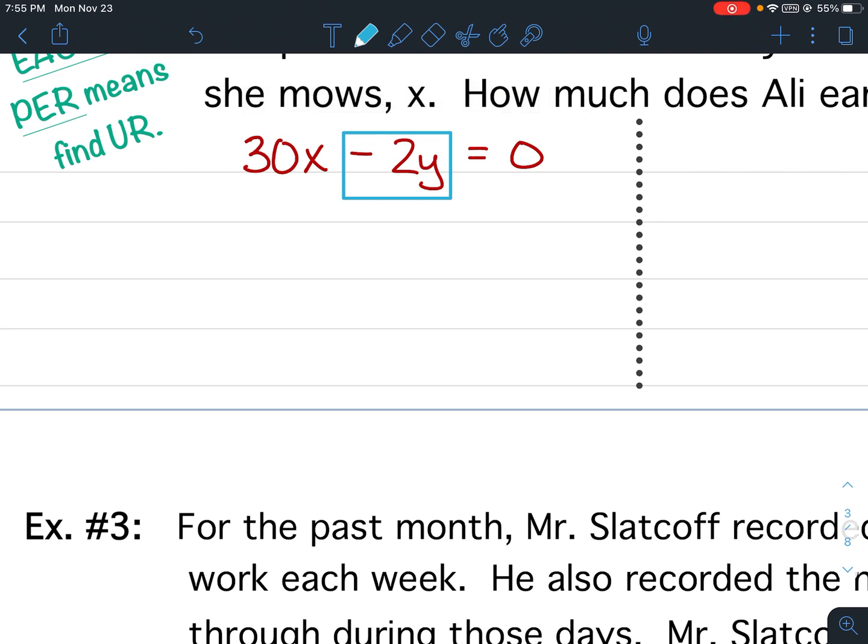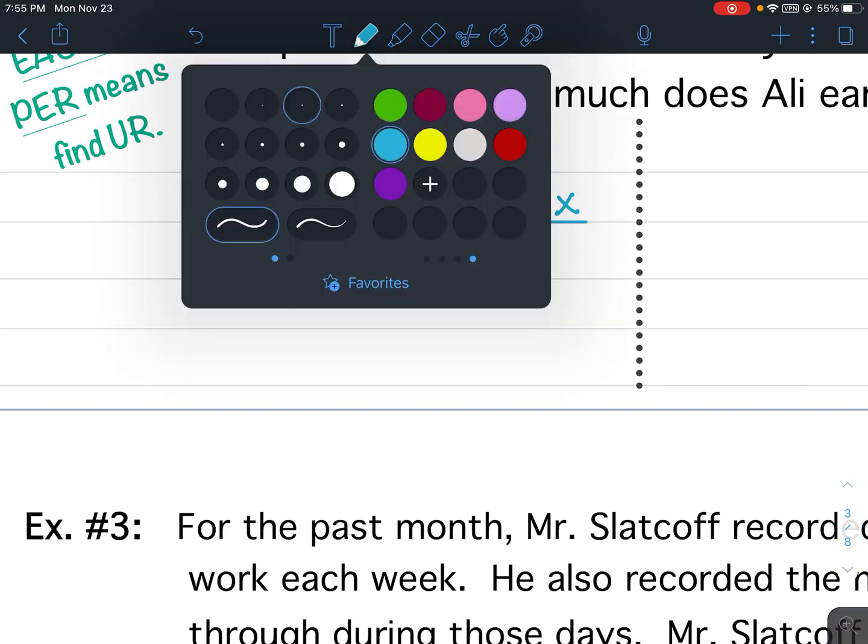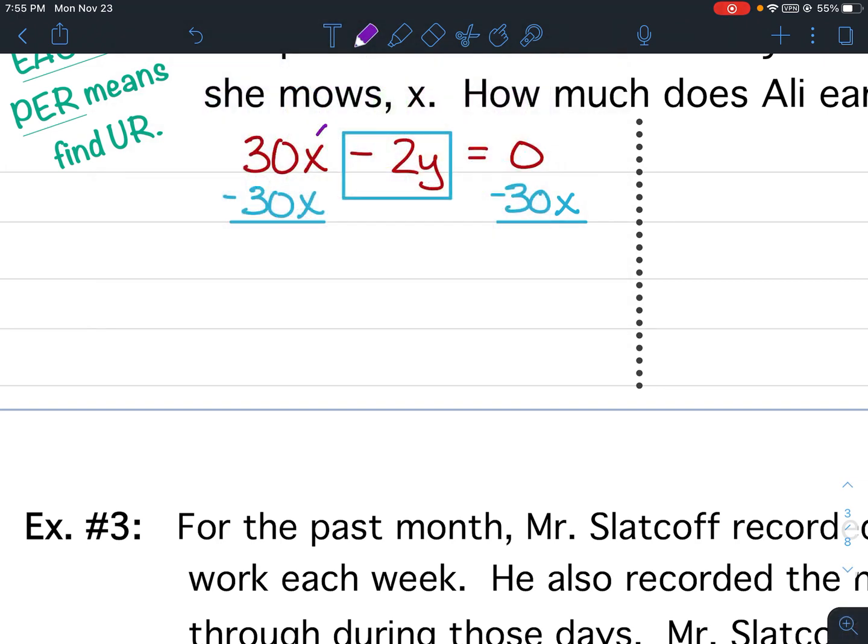So first thing I'm going to do is get rid of that 30x. Remember, I want to isolate the y, to get y by itself. So I need to use the inverse operation to get rid of the 30x. So I'm going to subtract 30x from both sides. So I can cancel out the x terms. I'm going to bring down my negative 2y.